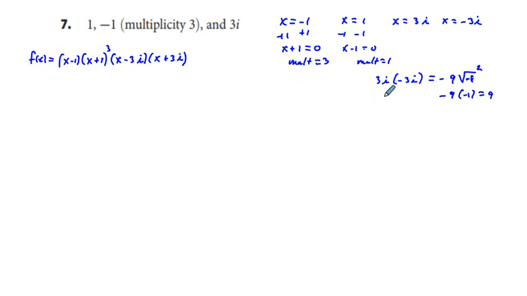So what we're going to get here is multiplying these together here. I'm just going to cut it out here. We have x minus 3i times quantity x plus 3i. We're going to get out of this x squared plus 9. So we're going to replace this last one with x squared plus 9. So I'm going to bring down here this quantity x minus 1, and then this x plus 1 cubed.